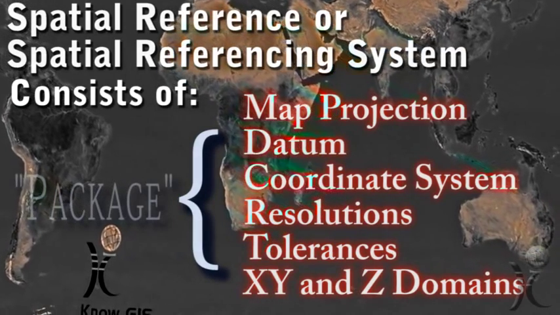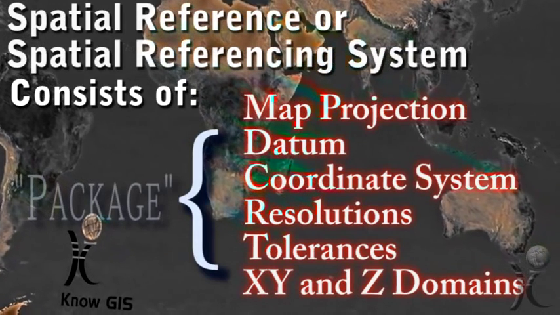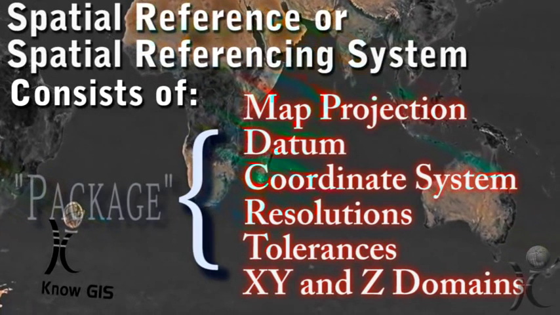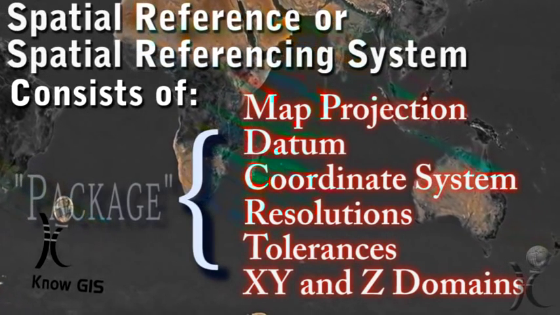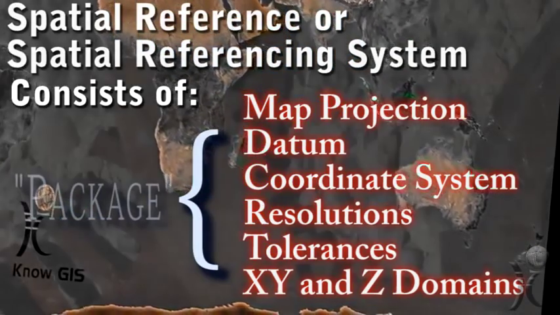Often the term project or reproject is used to describe the process of moving a geographic information asset from one spatial reference to another, though the name project sounds a little bit like projection, and it can be a little confusing, so keep that in mind.